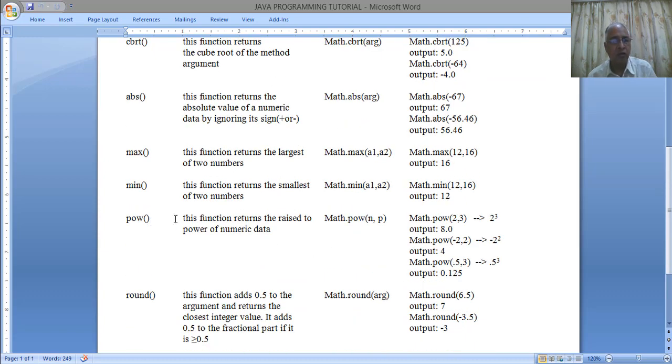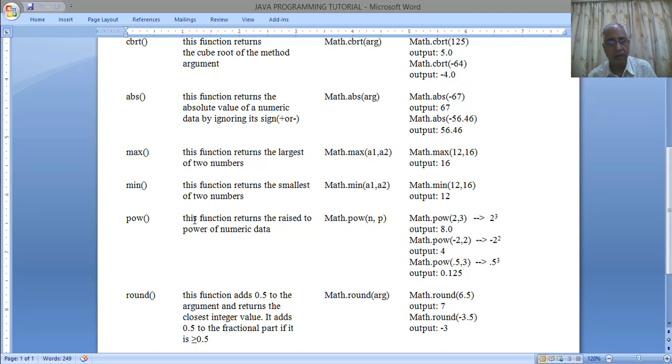Then pow. This function returns the value of a number raised to a power. That is the power of the number. That is Math.pow(n, p). Again two arguments. n is the number and p is the power. So here we give Math.pow(2, 3), which means 2 to the power of 3, and the value will be given as 8.0. The values are evaluated as float values, because the power function can also give you the value in points.